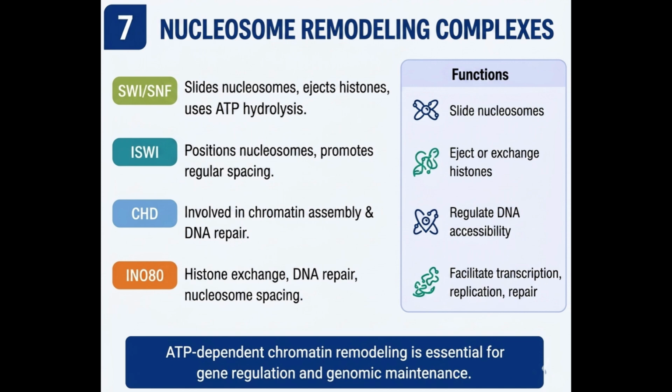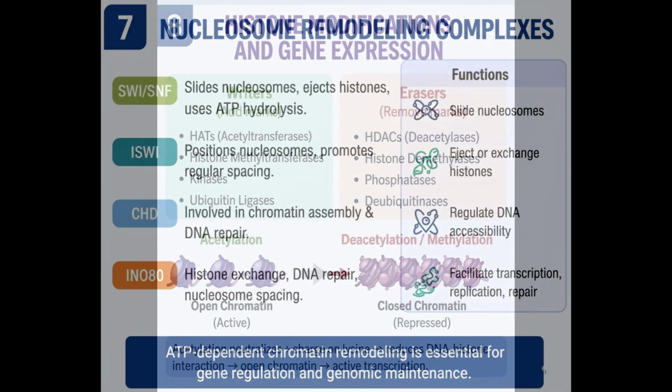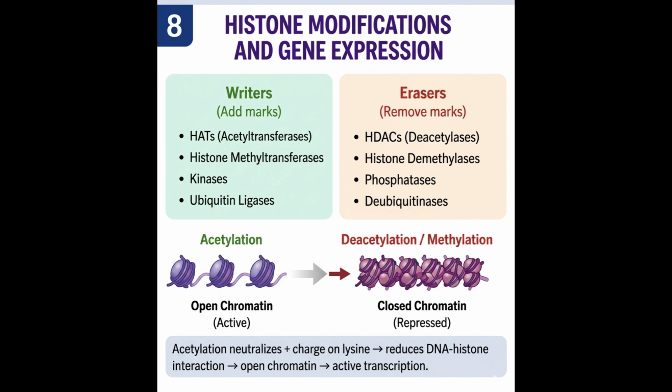This remodeling changes DNA accessibility for transcription factors, polymerase and repair proteins. Therefore, chromatin remodelers are essential for transcription, replication, recombination and DNA repair. Histone modifications and gene expression. Gene expression is strongly regulated by histone modifications.